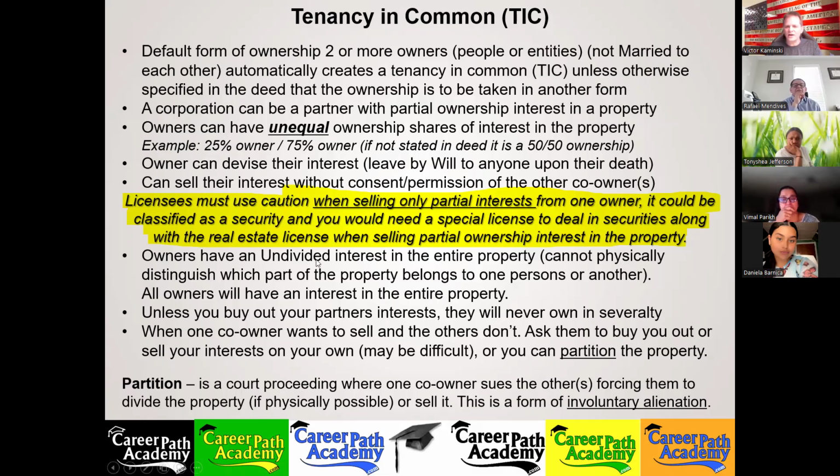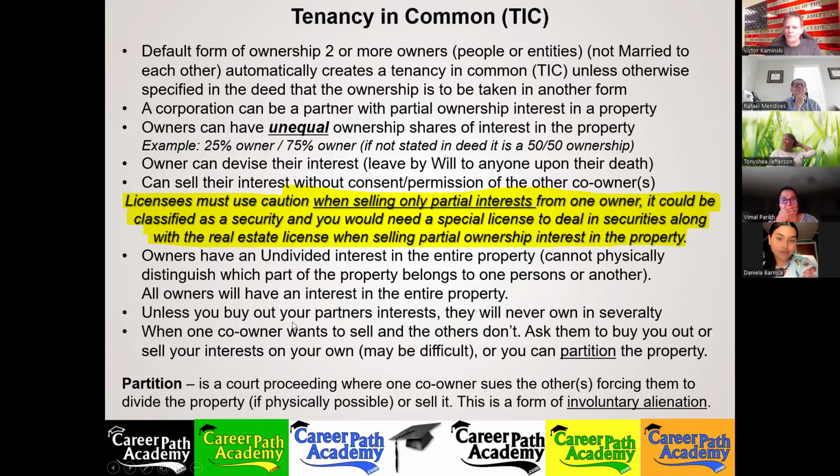Owners have an undivided interest in the entire property, so that you cannot physically distinguish. If we're 50-50 owners, it's not like, well, that's my side of the building and this is your side of the building. Or the first floor is mine, the second floor is yours. It doesn't work like that. I'm 50% owner of the entire property. You can't physically distinguish which 50% is mine or yours. And all owners have an undivided interest that's part of that.